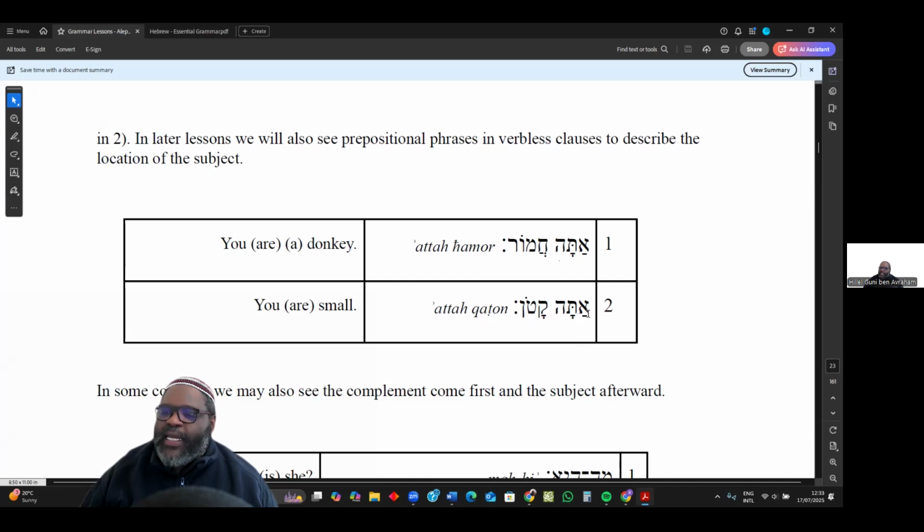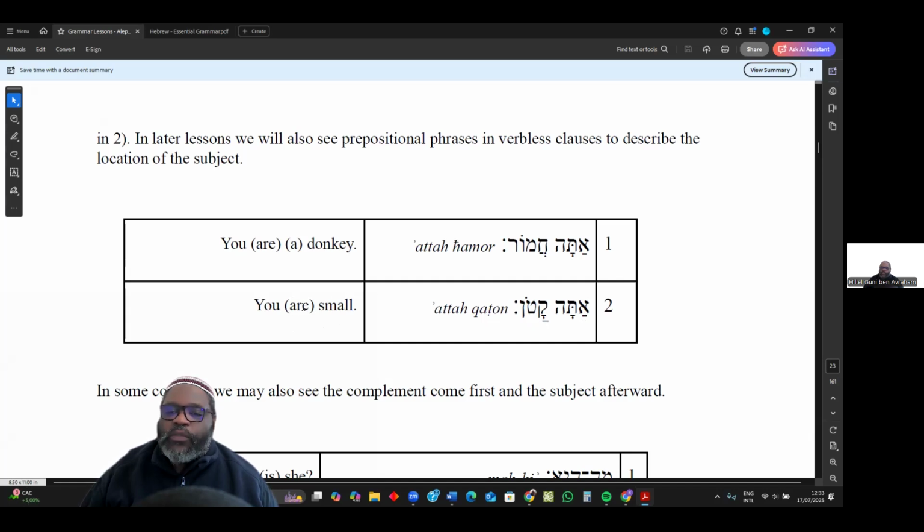Chamatz is a short A. Ata, batach is a short A. Chamatz is a long A. Ata katon. It's a long sound. Ata katon, which means you small in bad English. You small, but correct Hebrew.